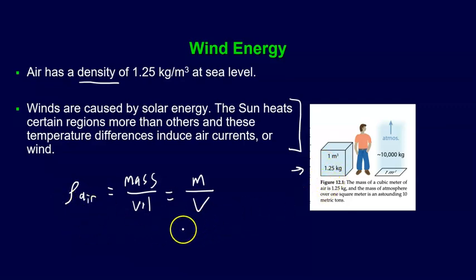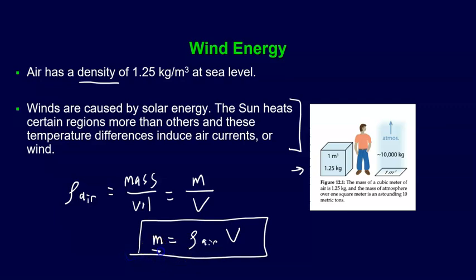Now, what will we do with this? Well, if we need to look at the mass, what we'll do is take this equation and write it this way: the density of air times volume. Okay, so sometimes if we have an equation that deals with mass, the way we'll do that is by multiplying the density times the volume.